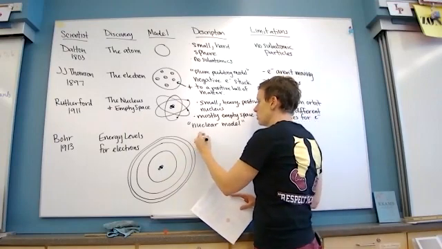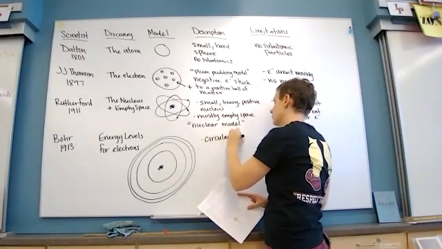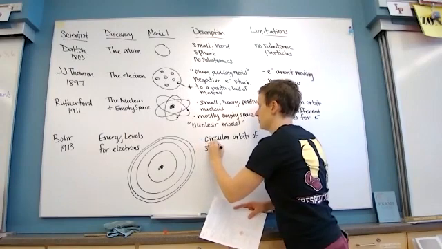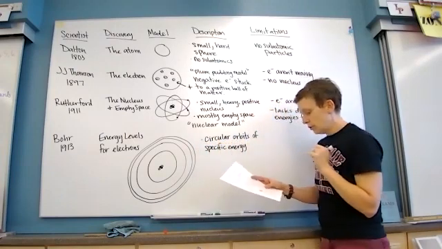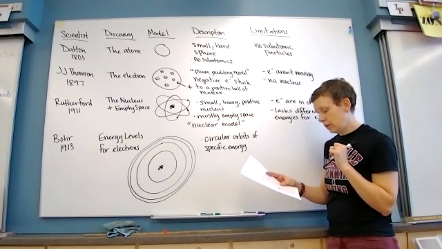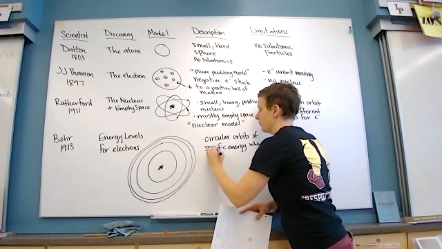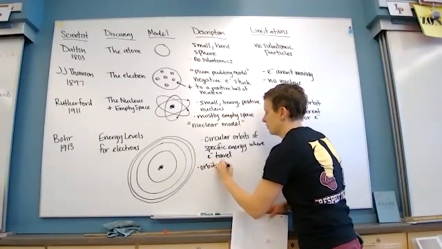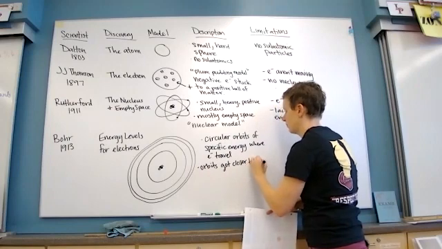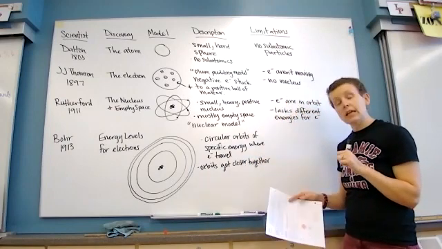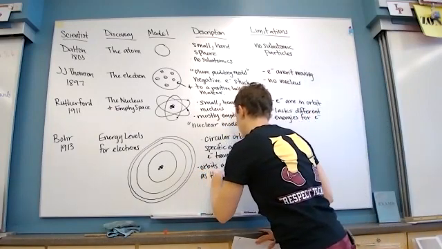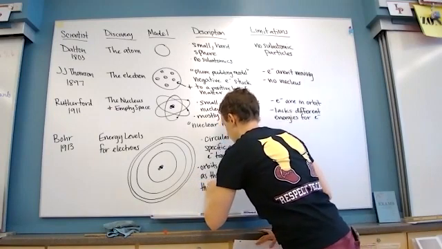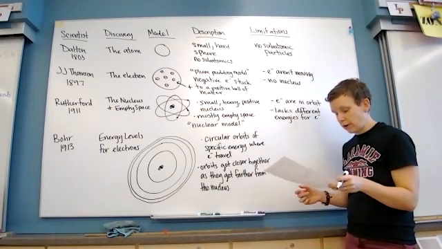But let's describe this. This is circular orbits. Circular orbits of specific energy where electrons travel. Okay. Orbits get closer together as they get farther from the nucleus.